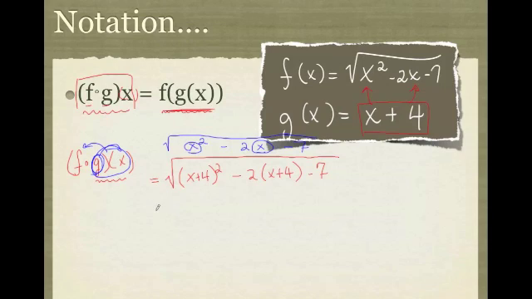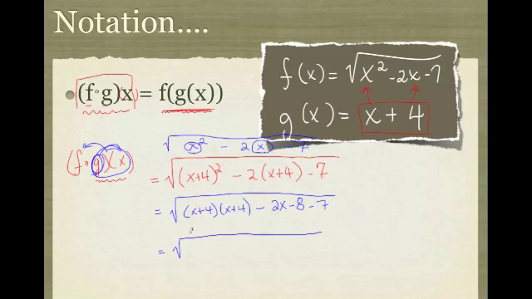So when I do that, remember how to multiply x plus 4 times x plus 4. And then I'm going to use the distributive property, but I have to multiply a binomial. Most of you know that as a FOIL, so that would be x squared plus 8x plus 16 minus 2x minus 8 minus 7. Now I'm going to combine like terms.